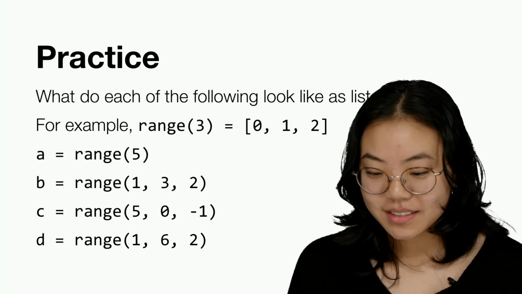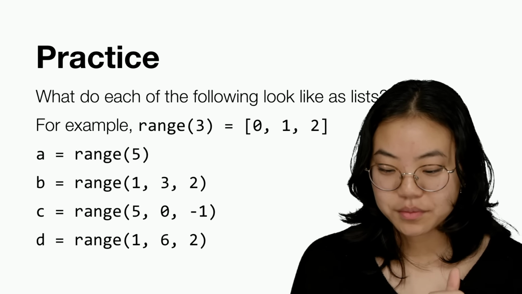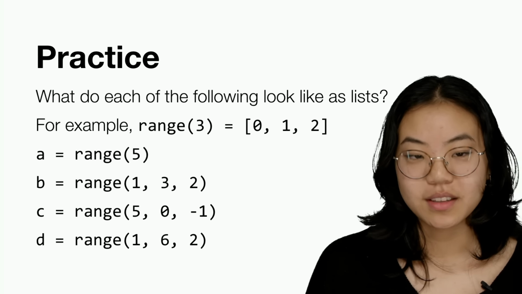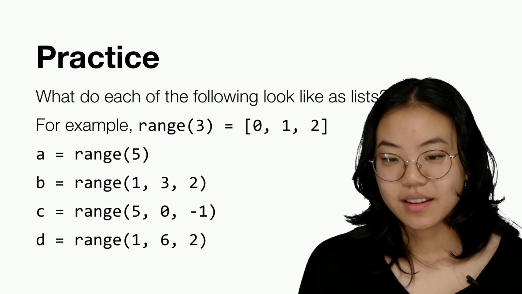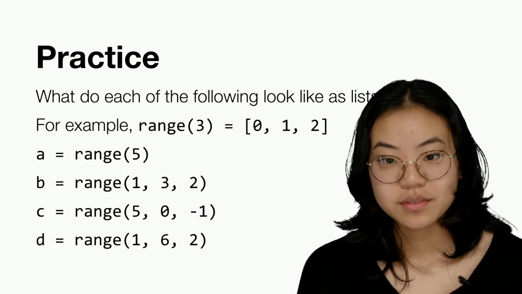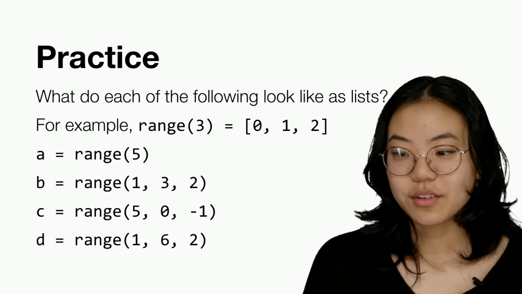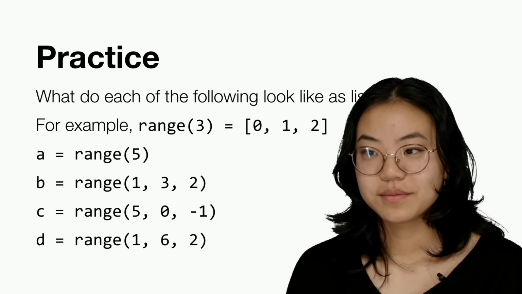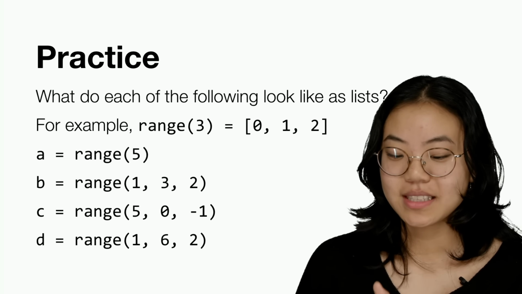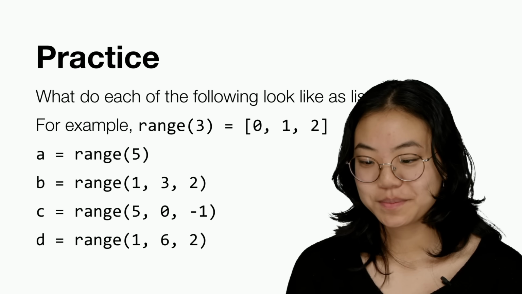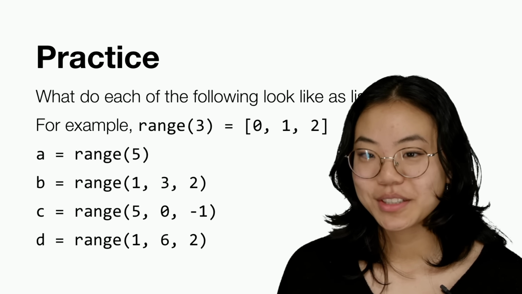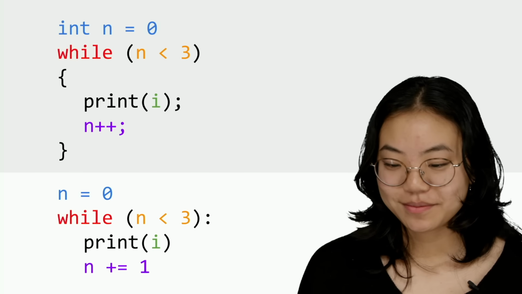For D, similar to B, we start at 1, so the list will include 1, and then it increments by 2 instead, so it would be 1, 3, and then 5. It wouldn't include 7 as that's outside of our range. Okay, great. So thanks for your participation on that.